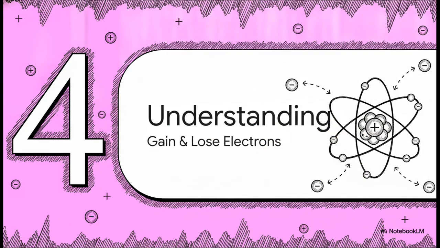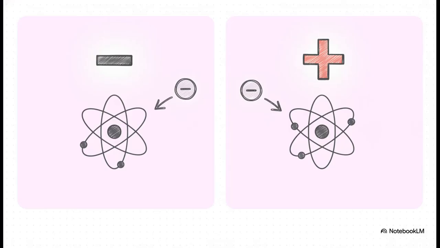Okay, Section 4, Understanding Ions. Let's talk about gaining and losing electrons. Usually, atoms are completely electrically neutral because their positive protons and negative electrons perfectly balance each other out. But when an atom gains or loses electrons, it becomes electrically charged, which we define as an ion. If an atom gains one or more negative electrons, it becomes negatively charged, and we call that an anion. If it loses electrons, it becomes positively charged, and we call that a cation.